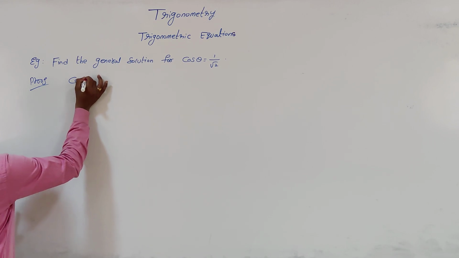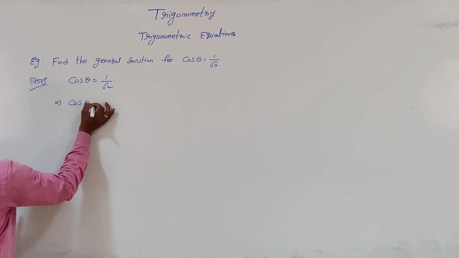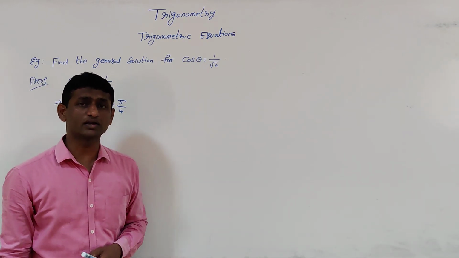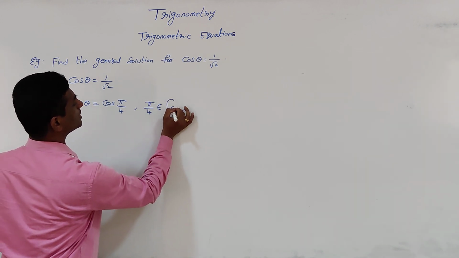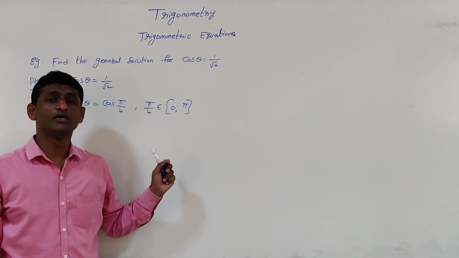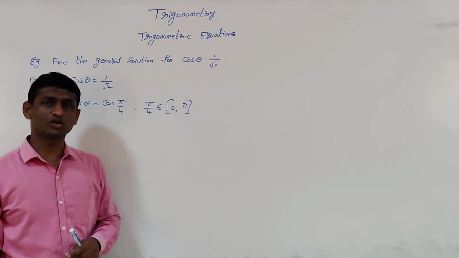Cos theta is equal to 1 by root 2 means this can be written as cos theta is equal to cos pi by 4. Like cos theta is equal to cos alpha, where pi by 4 belongs to the closed interval 0 comma pi. So 45 degrees is an angle which lies between 0 to 180. So we can apply the formula directly.